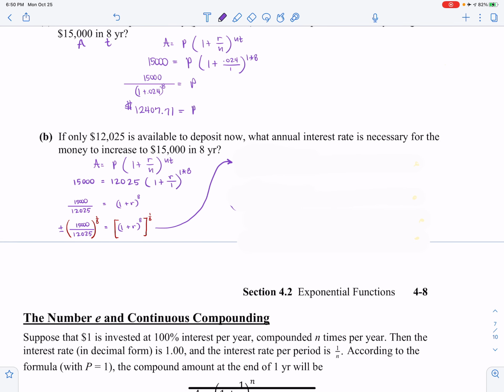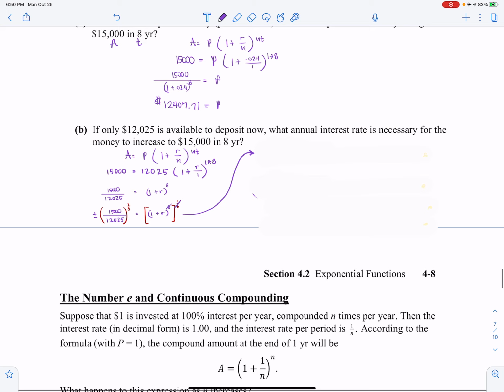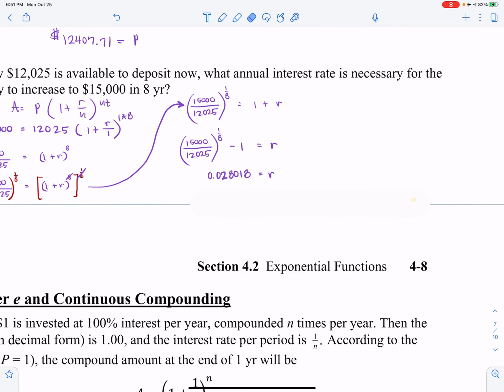All right, so we have both sides then raised to the 1/8 power. We like that because now our 8 and our 1/8, they're going to cancel each other out. When you raise a power to a power, you multiply your powers. So this is just going to leave a 1 plus R on the other side. Well, now all I need to do is subtract 1 on both sides. And this is what I'm going to enter into my calculator. When I enter this into my calculator, I'm going to get this decimal. And I'm going to keep quite a few decimals here, 0.028018. So see if you get the same thing by typing that in.